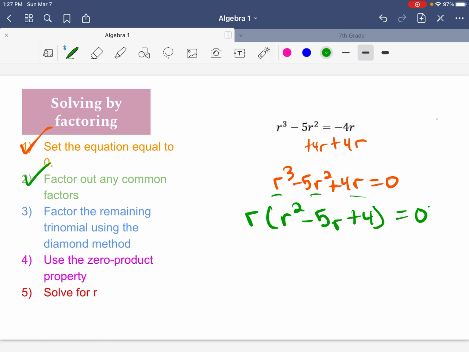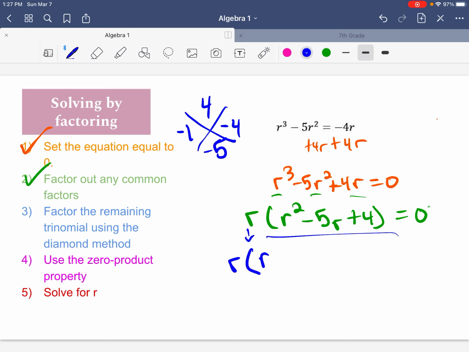Factor the remaining trinomial using the diamond method. So I need two numbers that multiply to give me 4, but add up to negative 5. So this one should hopefully be easy. Two numbers that multiply to give me 4, but add up to negative 5 are going to be negative 1 and negative 4. So my two factors are going to be, I'm going to have the r from right here. So r times r minus 1 times r minus 4 equals 0. Cool. Zero product property, we're going to set them all equal to 0. Now you're going to notice that I need to set 1, 2, 3 things equal to 0. Don't forget that r. There's a reason why we did it on this problem.